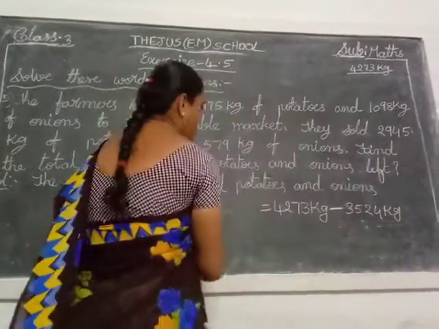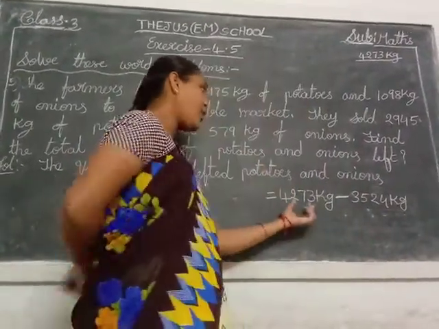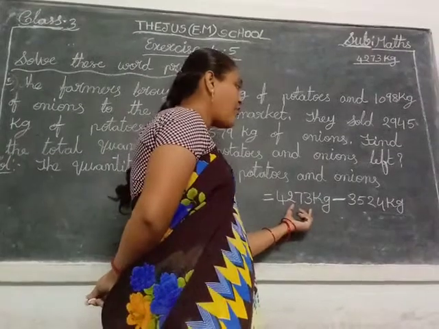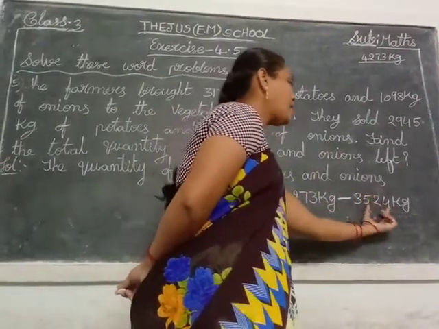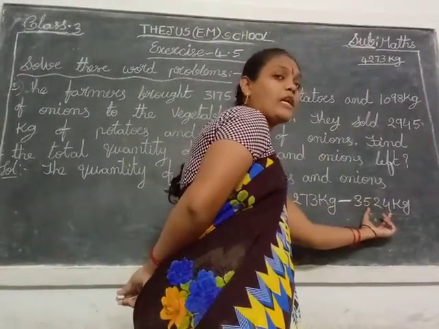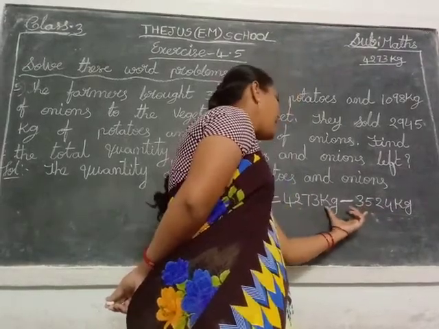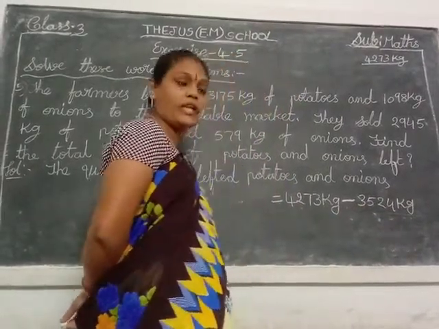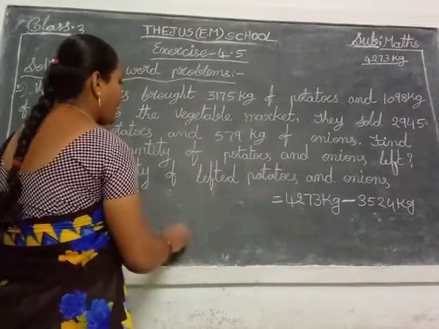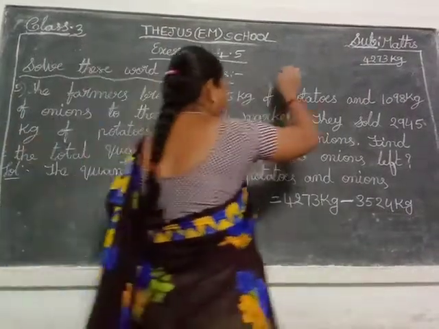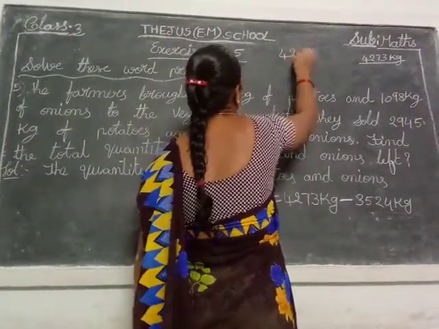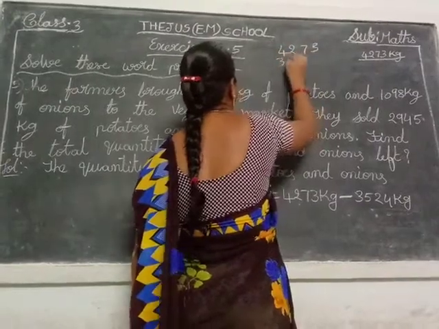So the farmers brought total kgs of potatoes and onions. The farmers sold total kgs of potatoes and onions. You do between these two numbers subtraction. Okay? On your rough place you do the subtraction. 4273 and 3524.